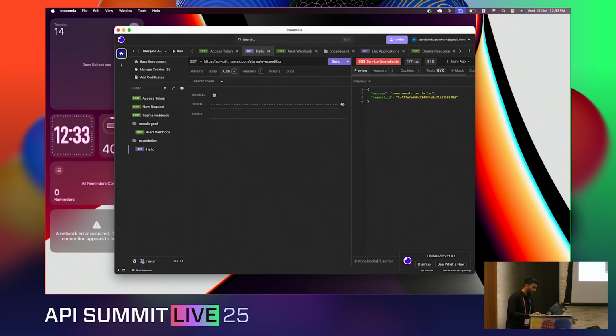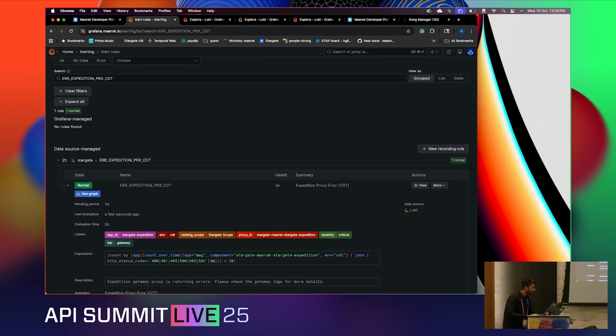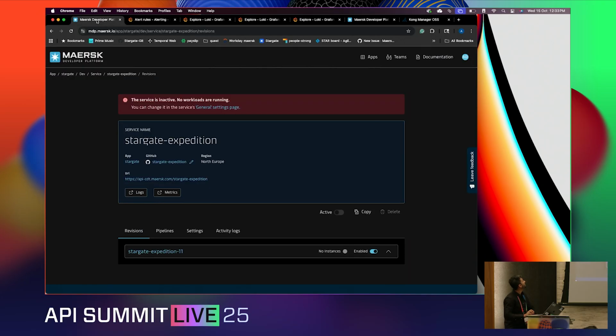What I'll show you is our developer platform. This is the application which is hosting an API on this path, Stargate/Expedition. For this demo, I have purposely deactivated this backend. So this is simulating a scenario where the backend is not available right now.